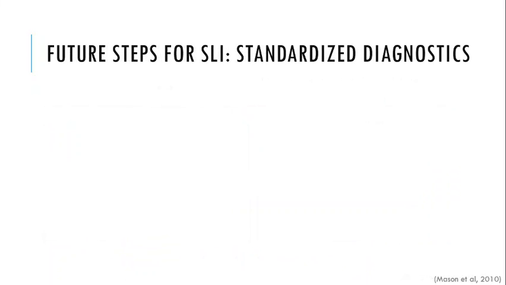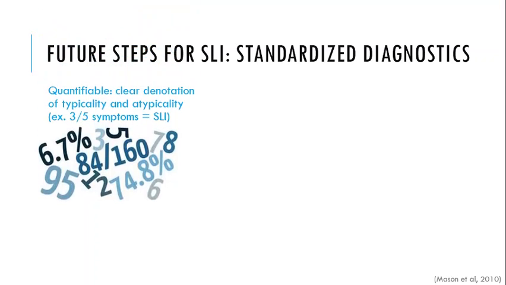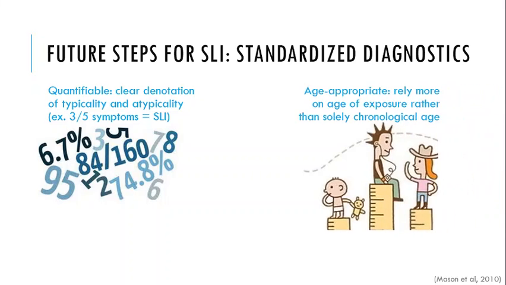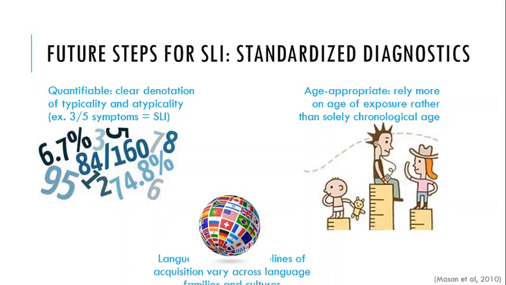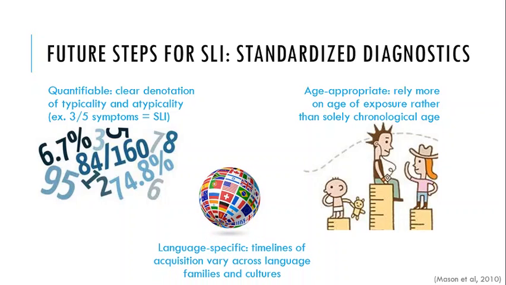Currently, there are no standardized diagnostics for SLI in sign languages. Diagnostics being developed must be quantifiable, such that there is a clear denotation of how many symptoms have to be present to suggest atypicality, age appropriate, with primary reliance on age of language exposure rather than chronological age, and where possible, language specific, because milestones of acquisition across language families vary.